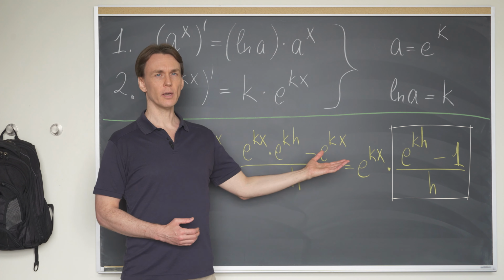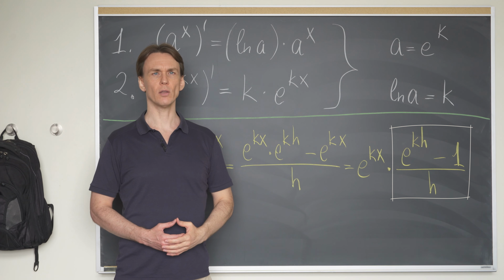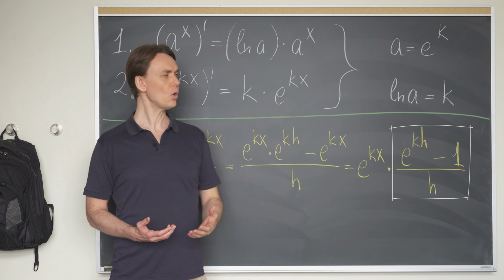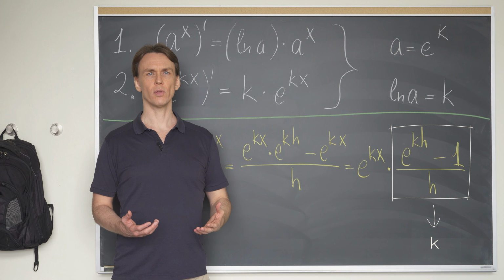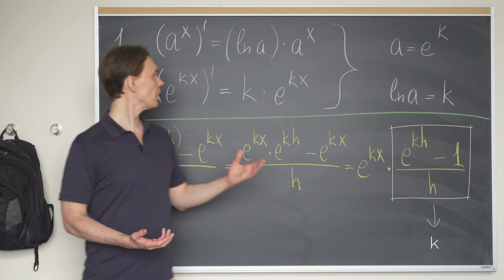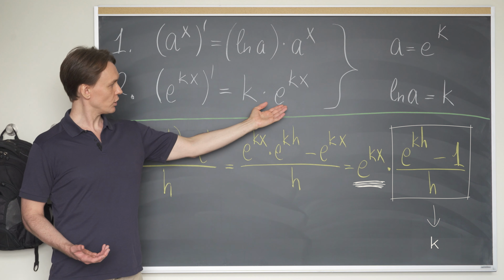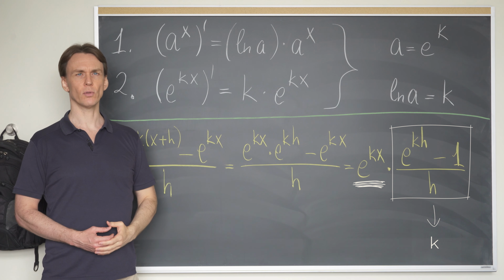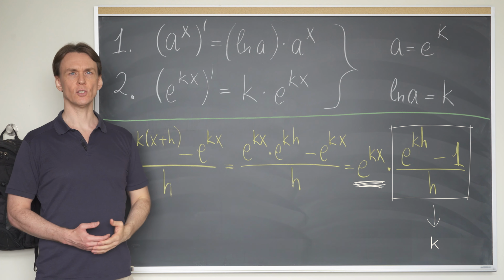Now, this is one of the famous limits in calculus, and we have already discussed it in one of the previous videos. So we already know that the second factor converges to this continuous growth rate k as h goes to 0. And so you can see that the derivative of this function is exactly the function itself times this continuous growth rate k. And of course, the most famous case of this is when k is equal to 1, and the derivative of e to the x is just e to the x.